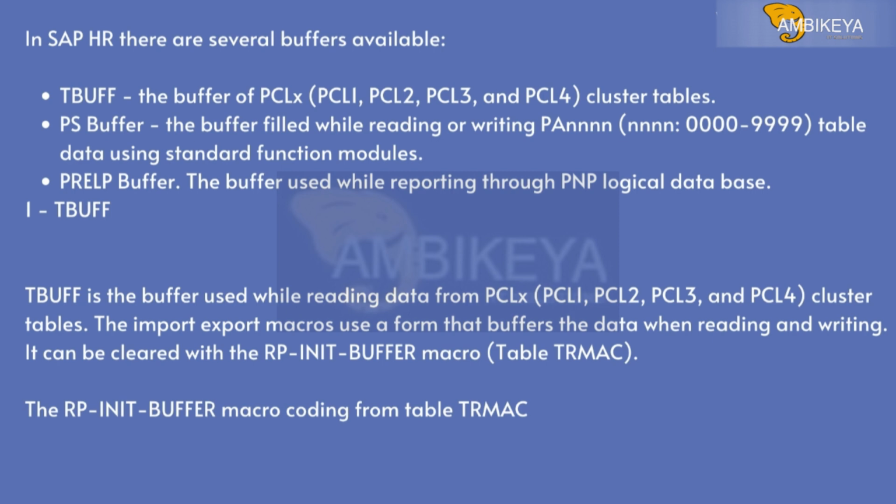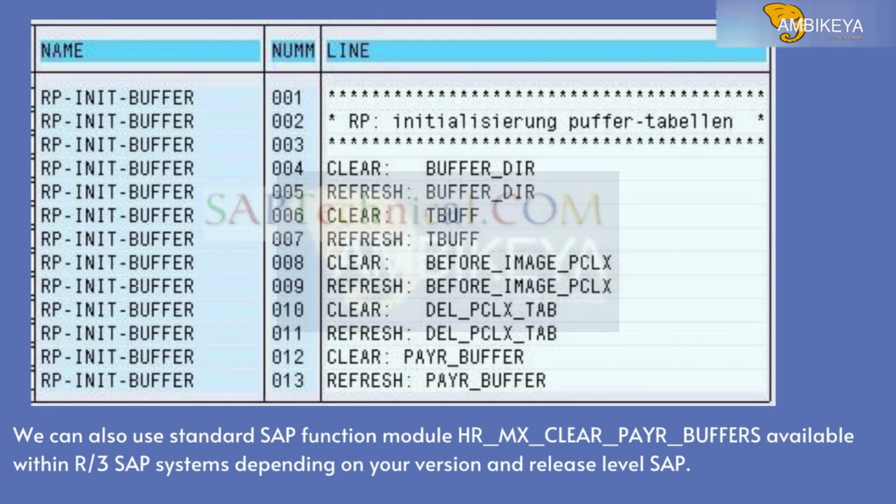1. TBuff. TBuff is the buffer used while reading data from PCLX, PCL1, PCL2, PCL3, and PCL4 cluster tables. The import-export macros use a form that buffers the data when reading and writing. It can be cleared with the RP-INIT-BUFFER macro, table T-RMAC, the RP-INIT-BUFFER macro coding from table T-RMAC. We can also use standard SAP function module HR_MX_CLEAR_PAYR_BUFFERS, available within R/3 SAP systems depending on your version and release level of SAP.